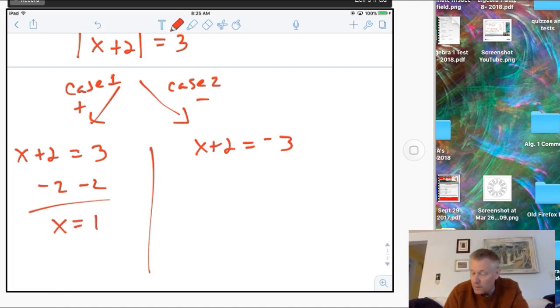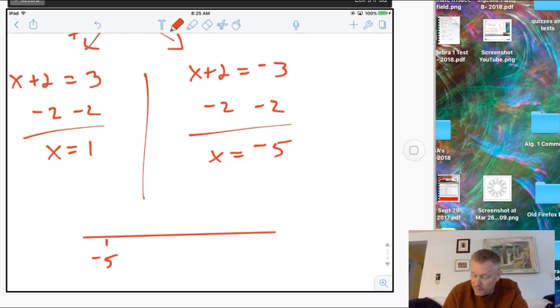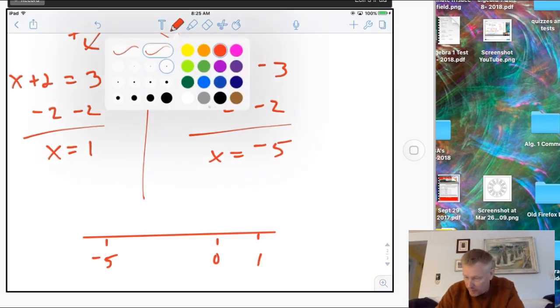3 minus 2 is 1. Negative 3 minus 2 is negative 5. So when they say graph the solution, this is not going to be a 4-quadrant graph. This is just putting them on a number line. You know, here's negative 5, here's 0, here's 1. Notice how I spent so much time on that number line making it and labeling every single number.